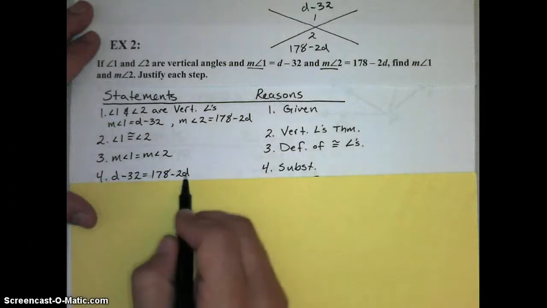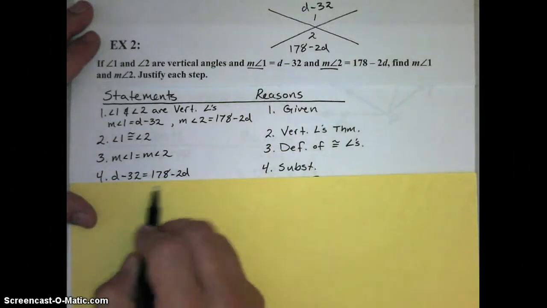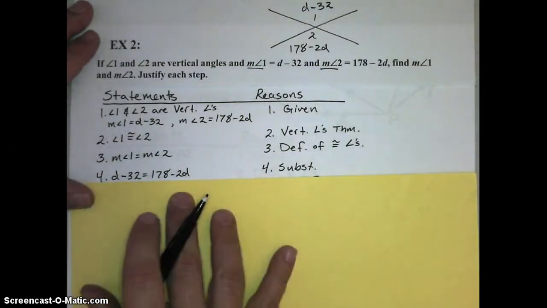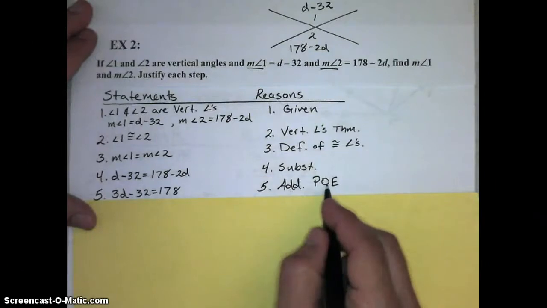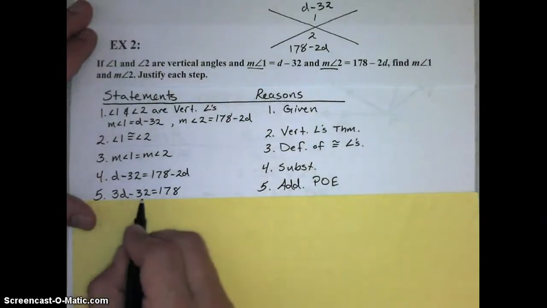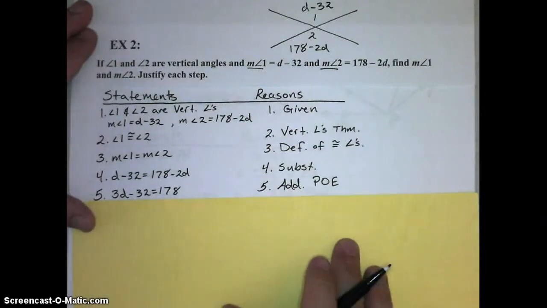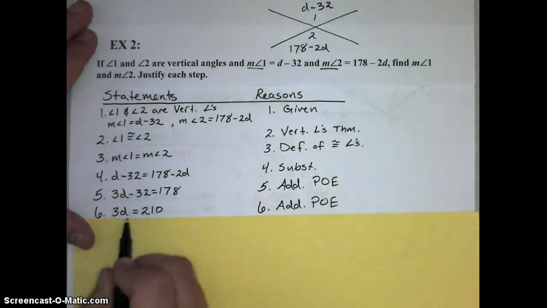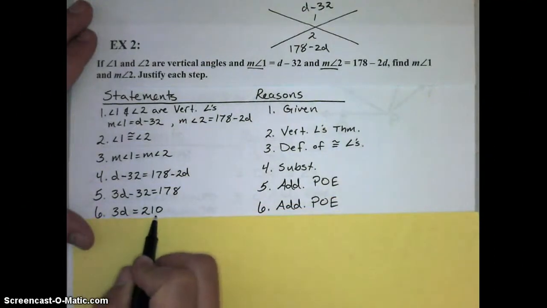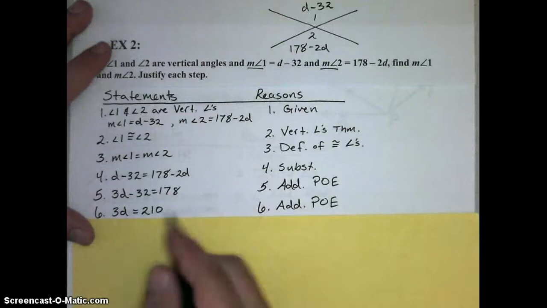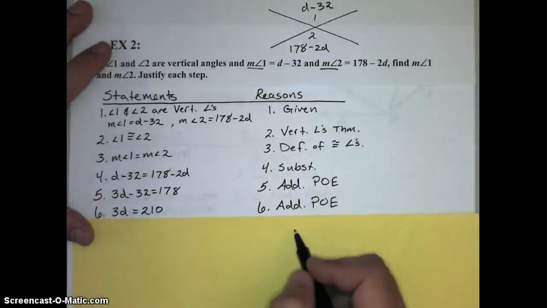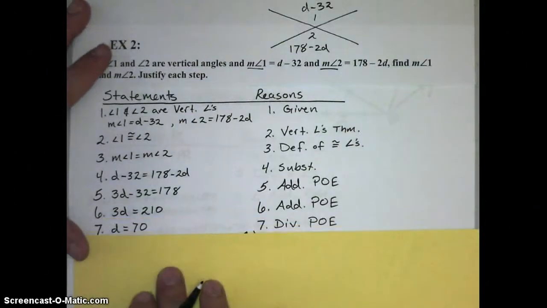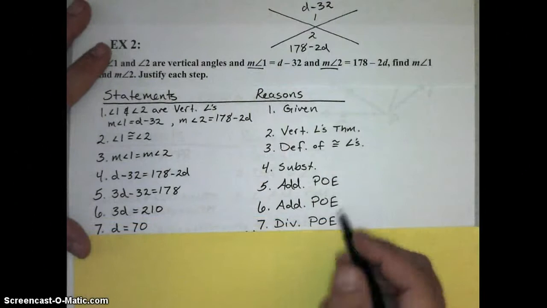And now we just have to solve this equation. The first thing I would do is add 2d to both sides. Through the addition property of equality, we get 3d minus 32 equals 178. And then I would add 32 to both sides and get 3d equals 210. Then the next step, we're going to divide both sides by 3 to get d equals 70, so that's the division property of equality.